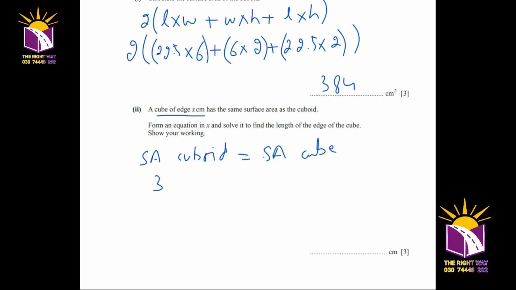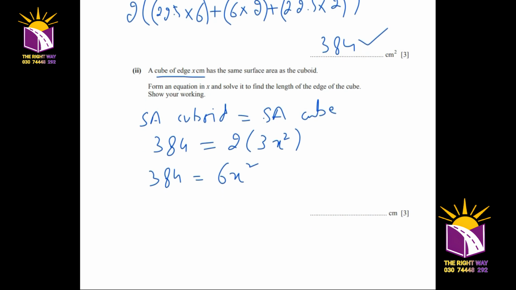So the surface area of the cuboid is 384, which we calculated in the previous question. It will be equal to 2 times 3x square. Why 3x square? First length and height x square, width and height x square, and length and width x square, which will be x square plus x square plus x square, 3x square. It will be equal to 384, which is equal to 6x square. Or you can just write the formula for the surface area of the cube, which is 6x square.